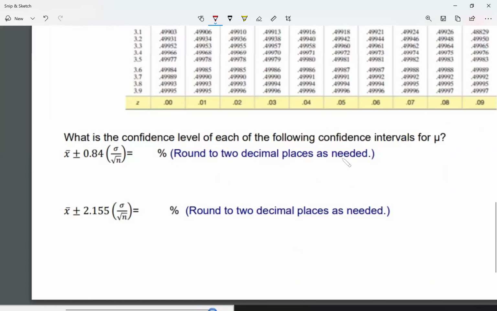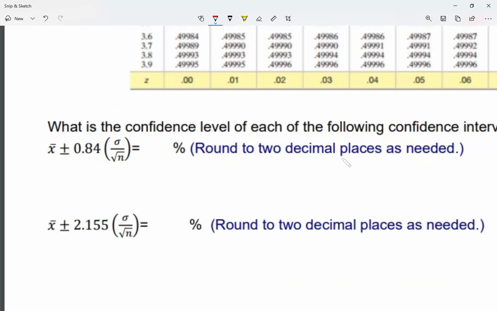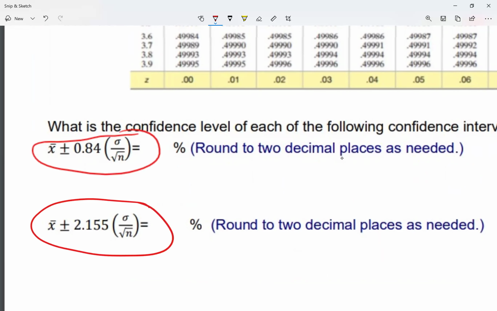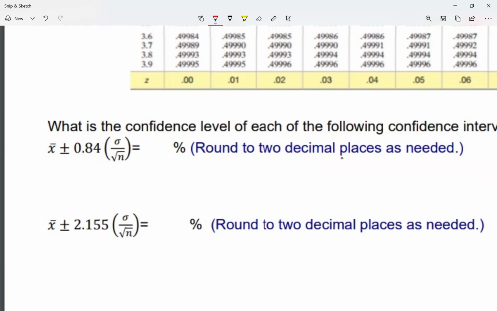I want you to start getting familiarized with a formula. Notice how this formula has an X with a line on top, a plus or minus, then a number, and inside parentheses I have sigma divided by the square root of n. I really want you guys to start getting familiarized. We're going to use this formula later on this unit. Right now, in reality, what I really want you to focus on is this number.